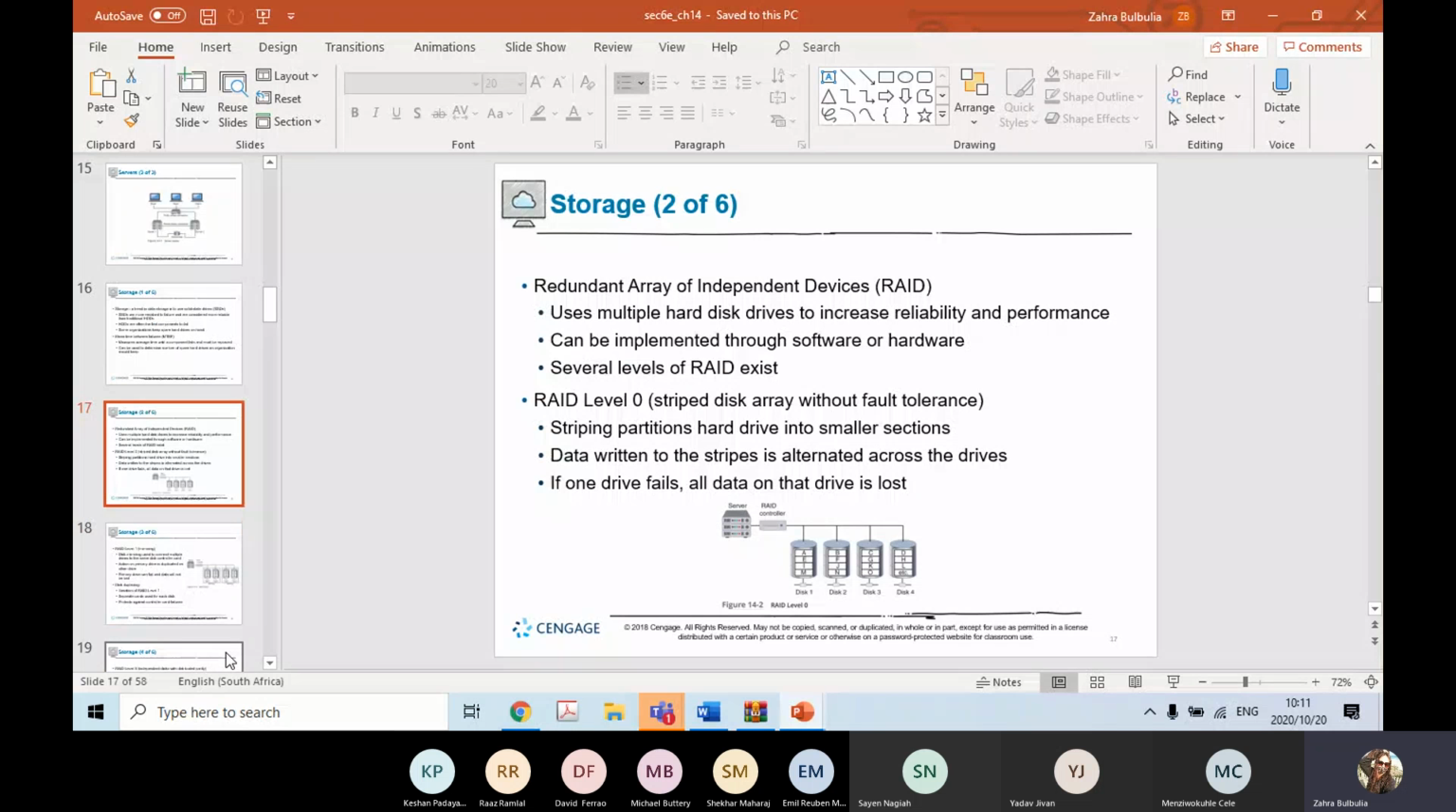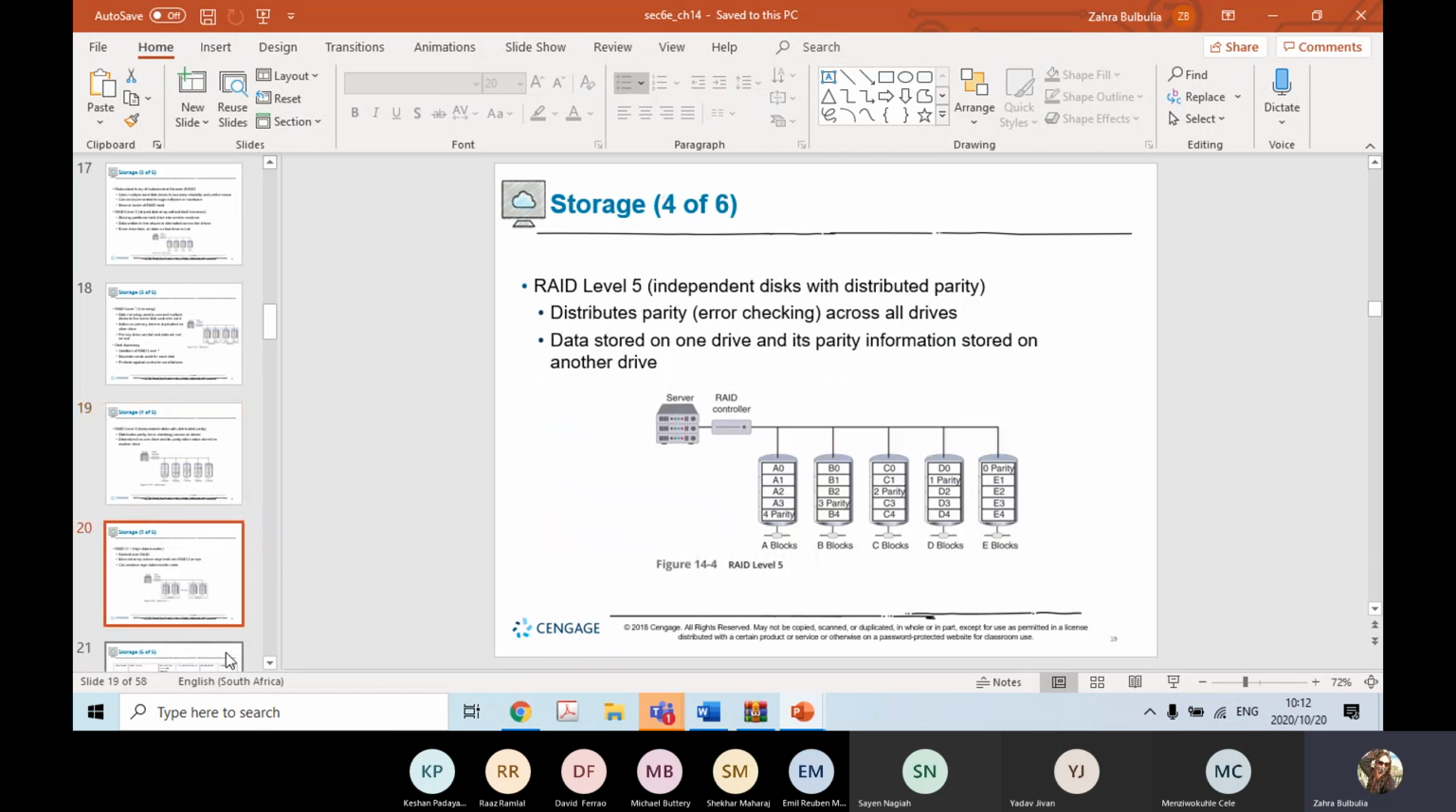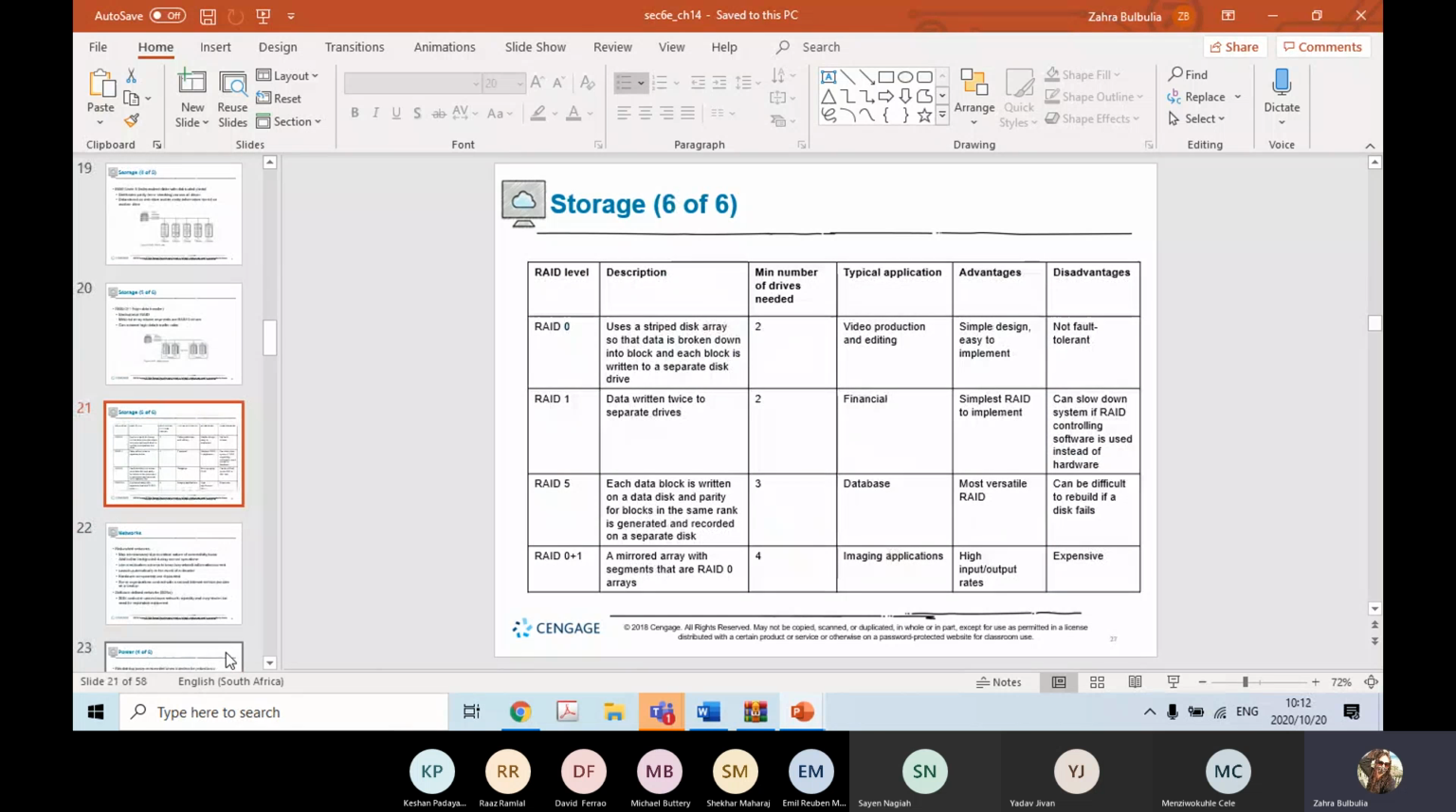Now, RAID, or redundant array of independent drives, uses multiple hard disk drives to increase reliability and performance. And it can be implemented through hardware or software. Several levels of RAID exist. So I want to actually show you guys a diagram which shows all of RAID in one picture. RAID 0 uses a striped disk array so that data is broken down into blocks, and each block is written to a separate disk drive.